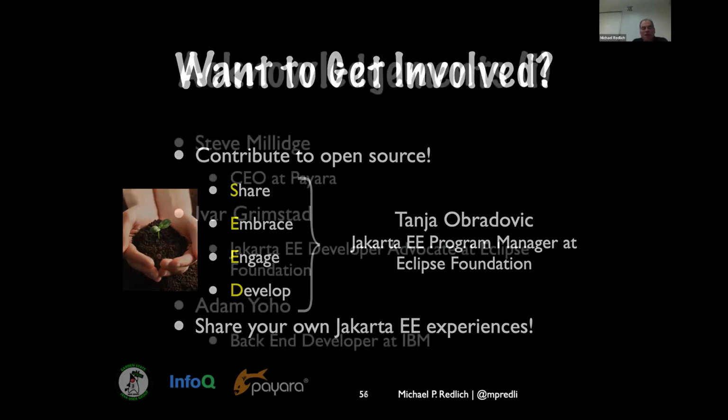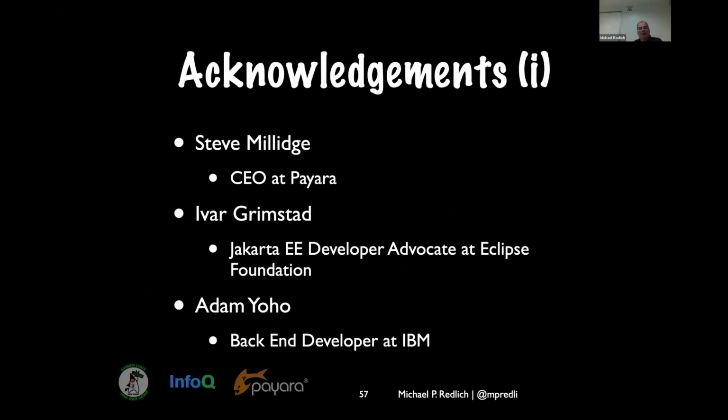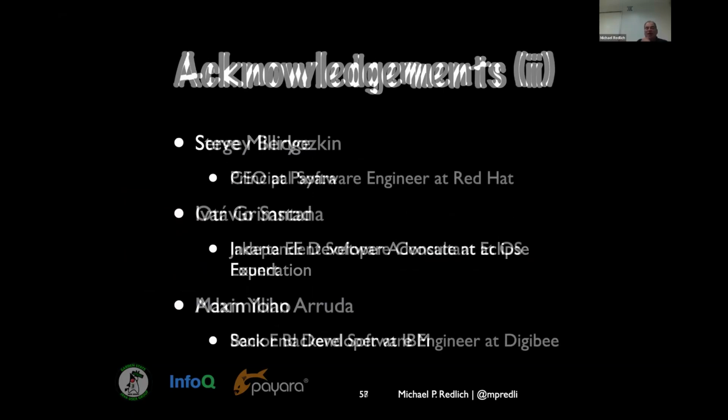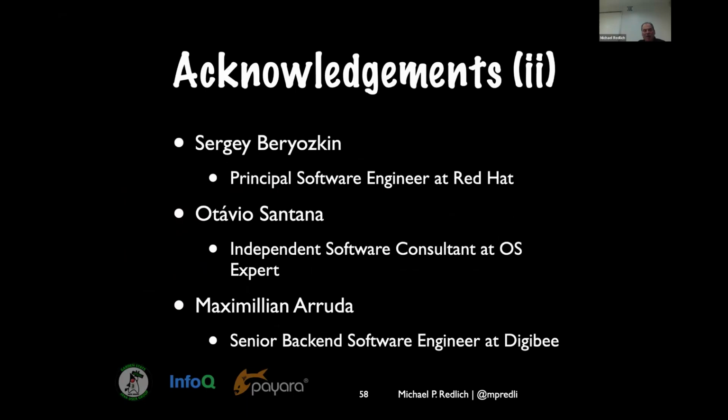And I have some acknowledgements. Steve Millage, of course. Ivar Grimstad, whom I mentioned earlier, gave me all those nice graphics for the specifications. Adam Yoho is a backend developer, and he and I had some quite nice conversations about the JWT bridge. The same with Sergey Beryoskin. Otavio Santana is the spec lead on Jakarta Data and Jakarta NoSQL. Max Aruda is a newer committer, and he helped me with some of the source code to turn my beer app, which was just command line, into more of a REST application. I thank him for his help. It's all about working together, right?